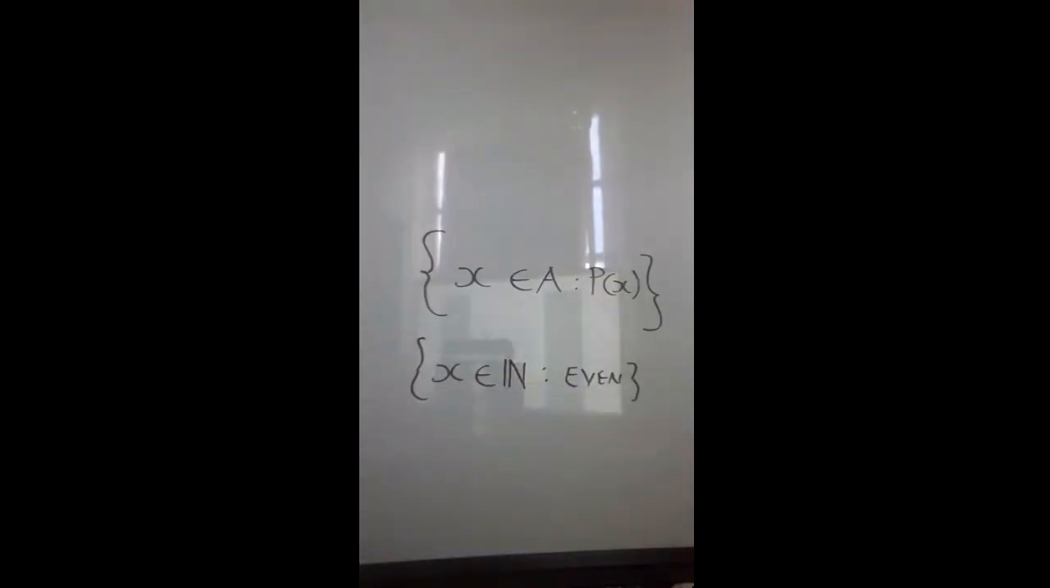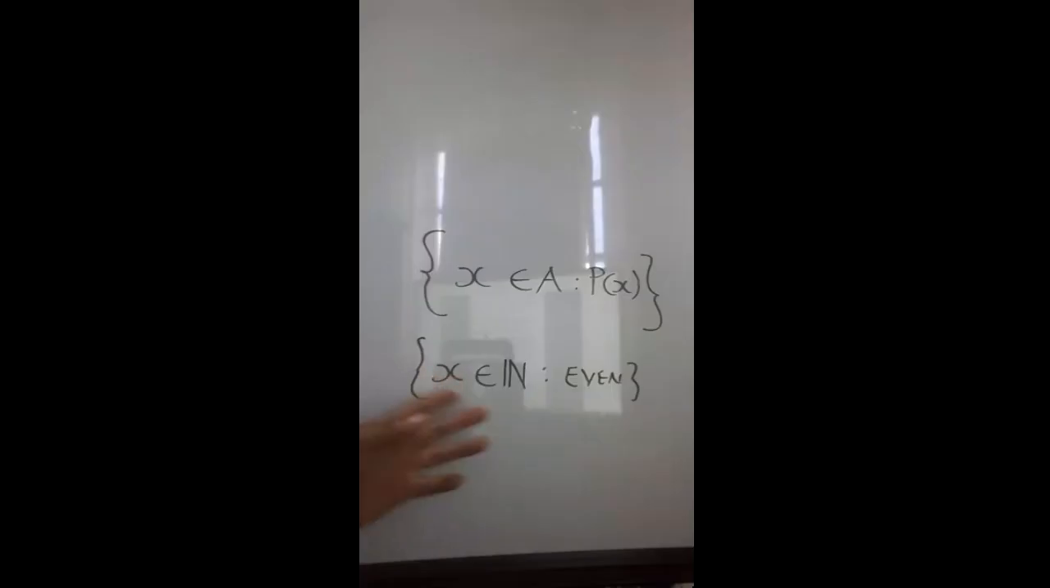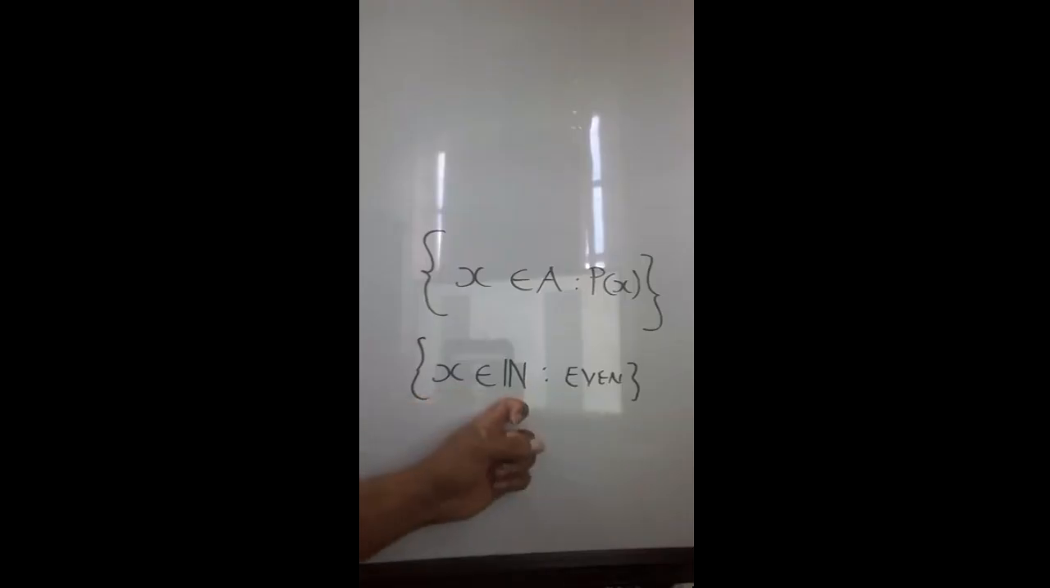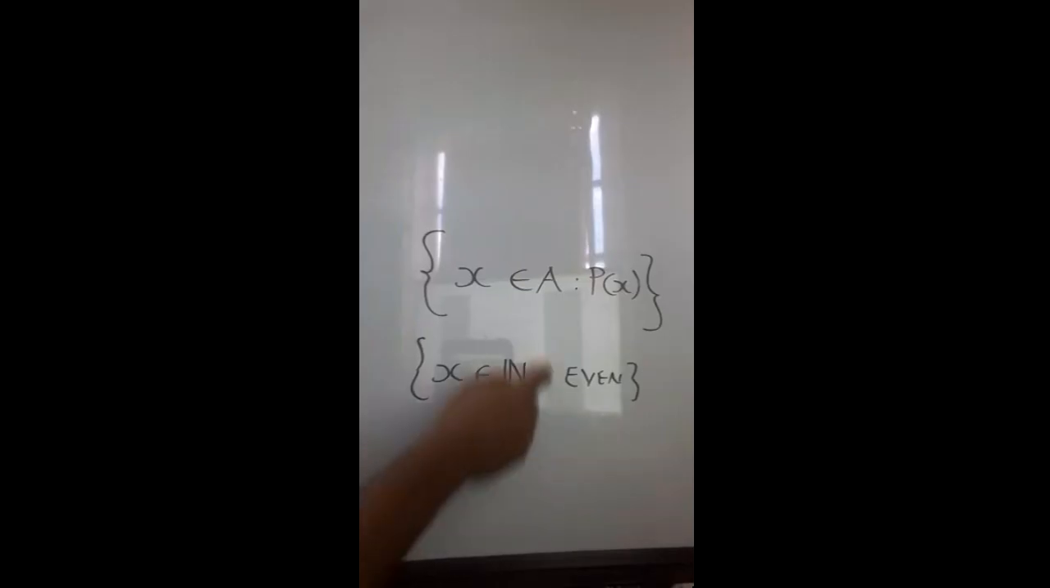And the second one is the set of all elements. You can just say this is all natural numbers that are even. It's a shorthand way of saying it, or you could say the set of all elements in the natural numbers that are even, because remember this capital N is natural numbers. Okay, sir. All right. Continue.